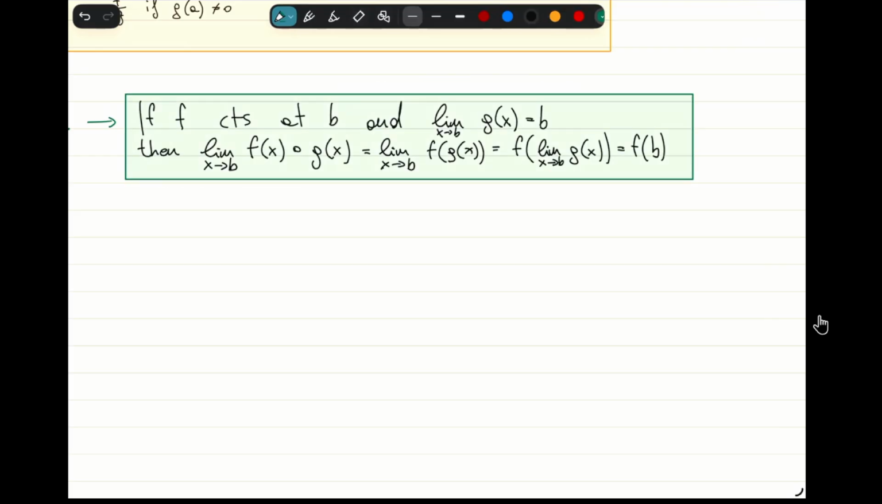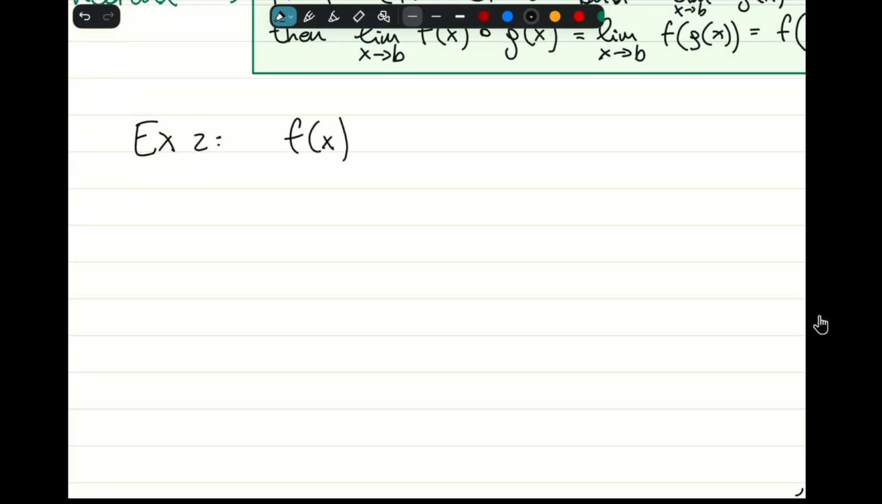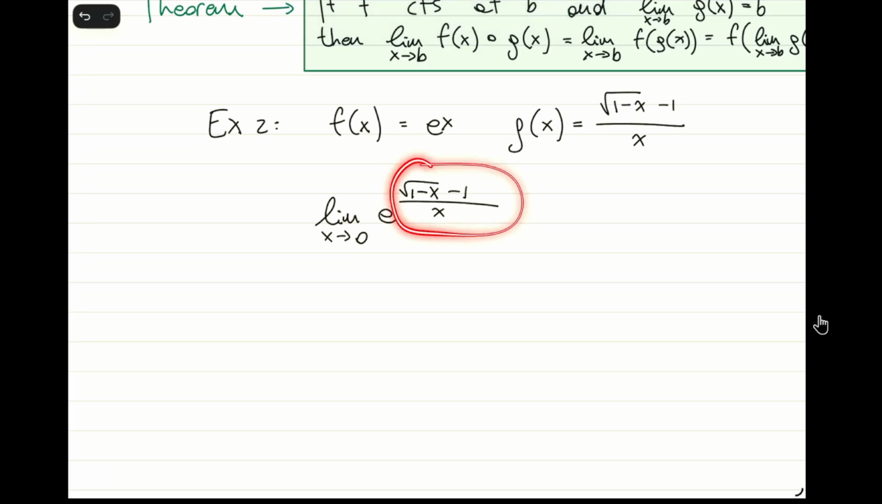This could really be interesting to apply, because we'll give an example right away. Let's say we have f of x equals e to the x. These are our givens, and g of x equals the square root of 1 minus x, minus 1 over x. Now, let's say they give us the limit as x approaches 0 of e to the square root of 1 minus x, minus 1 over x. So e elevated to this monstrous power.